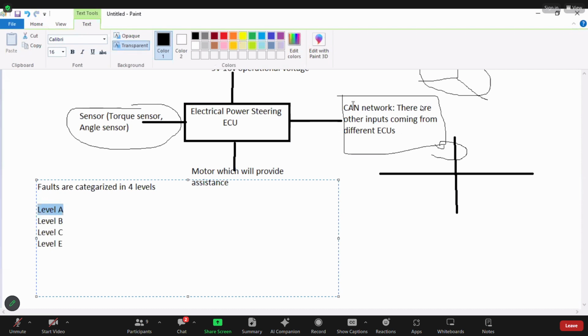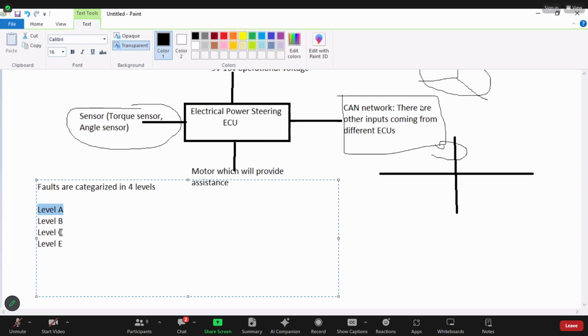Level A are not that critical faults, mostly related to CAN faults. Those are critical, but if this data is somewhat correct or not correct, your ECU will still work. Level B faults are mostly related to hardware sensor faults. Like if sensor channel 1 is a failure, that will be tagged with a level B fault. Level B are very critical faults. If this fault is there, your ECU will not work.